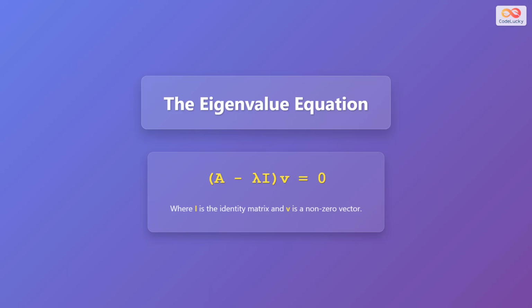The eigenvalue equation can be written as (A − λI)v = 0, where I is the identity matrix and v is a non-zero vector. This equation is fundamental in finding eigenvalues and eigenvectors. The identity matrix ensures that we are subtracting a scalar multiple of the identity from the matrix A, which is necessary to solve for the eigenvalues.